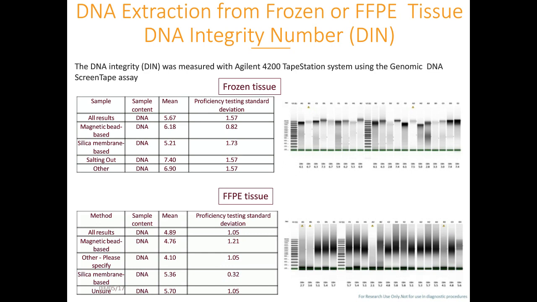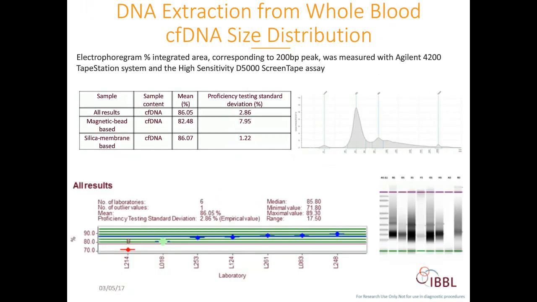In this slide, now we have an illustration of the use of the 4200 TapeStation system with the high sensitivity D5000 ScreenTape assay in the cfDNA extraction scheme. In this case, the 4200 TapeStation allows us not only to assess and compare the sizes of the extracted cfDNA fragments, and results are expressed as % integrated areas under curve corresponding to the expected molecular weight, but also allows us to assess the eventual contamination by white blood cell genomic DNA, which can be seen as high molecular weight fragments.